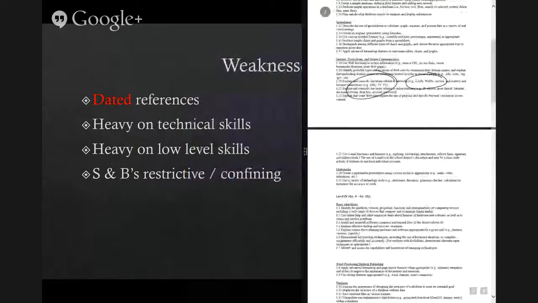Also, what I found is that the standards and benchmarks can be very restrictive and confining for teachers. If they indeed have to go through and have all the students learn all these skills, that's a lot of material. It also is going to limit what they're able to do, because they're going to have time constraints within the year. That means something has to be cut.